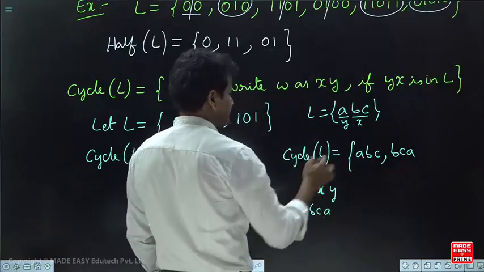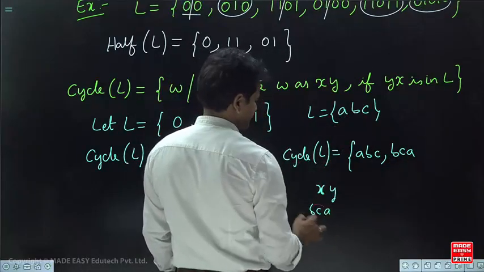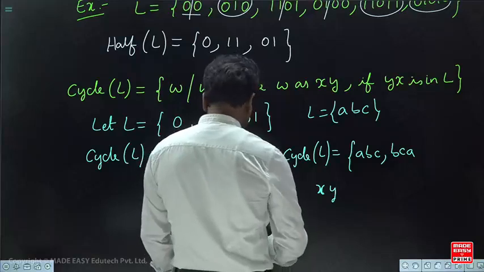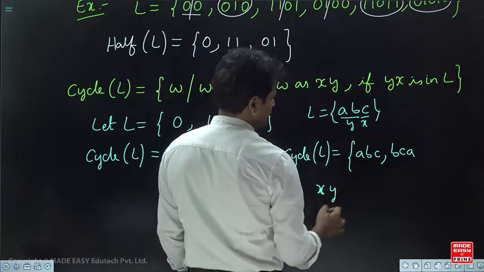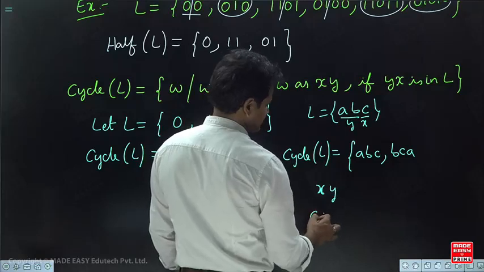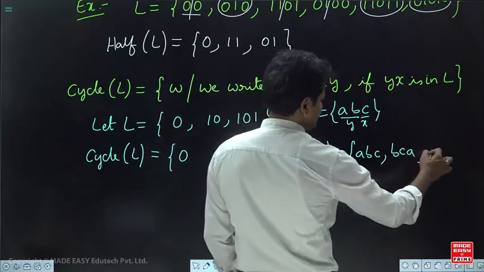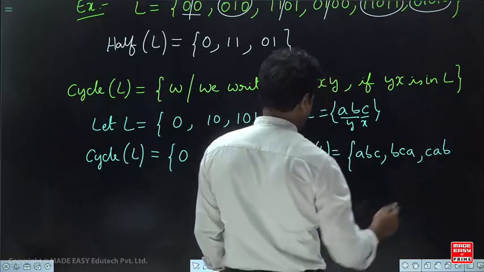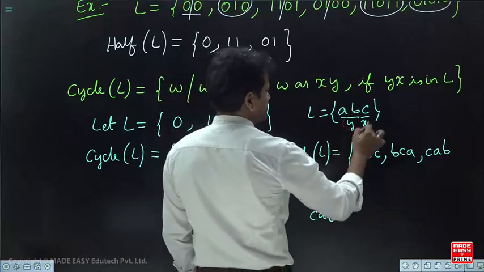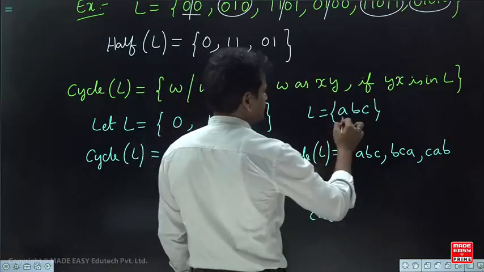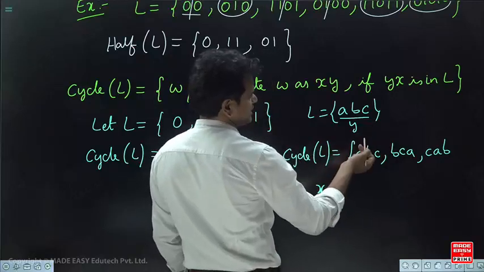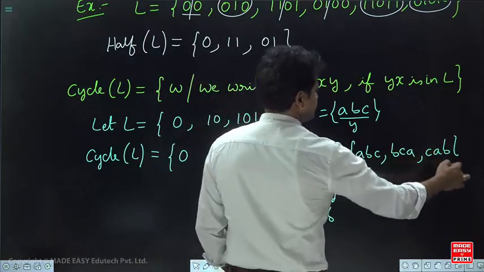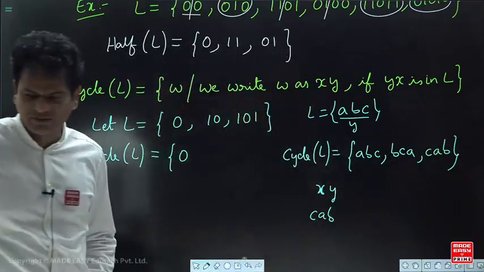And otherwise do one thing. You divide this as y and this as x. What is xy? X is C, y is AB. So take CAB. Otherwise you take all this as y, then x is epsilon, and xy is epsilon ABC, already there. This is the answer for cycle of L.